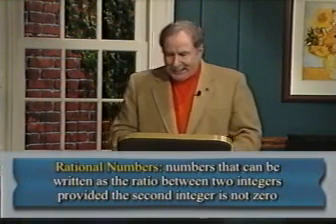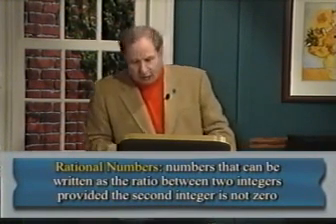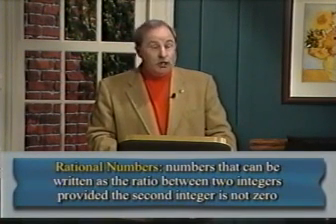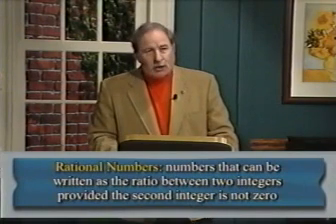Finally, we come to rational numbers. A rational number is one that can be written as the ratio between two integers, provided that the second integer is not 0, since we cannot divide by 0. The rational numbers are comprised of integers and the fractional numbers. Integers are rational since, for example, -4 can be written as -4 divided by 1, or -4 over 1. And obviously, fractions can be written in one of three ways: fractions, decimals, percents.